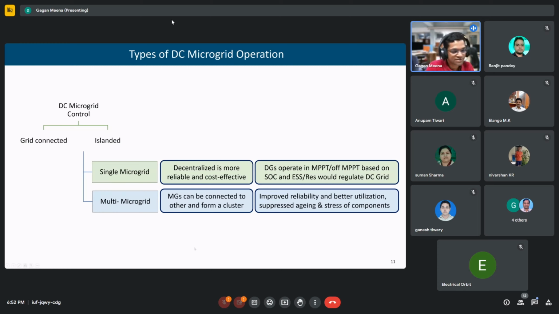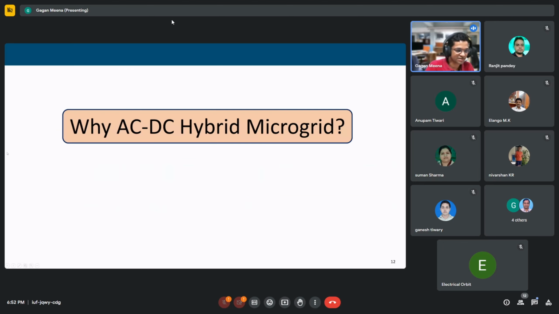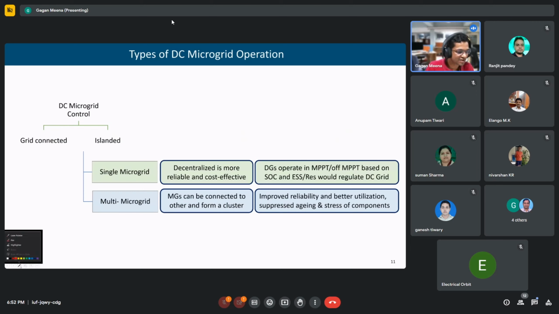Similarly, if these multi-microgrids together have sufficient inertia, they can also provide stability to the main grid, because they are now a cluster, a big microgrid formed using different microgrids. So that is possible. Multi-microgrid has a good advantage.